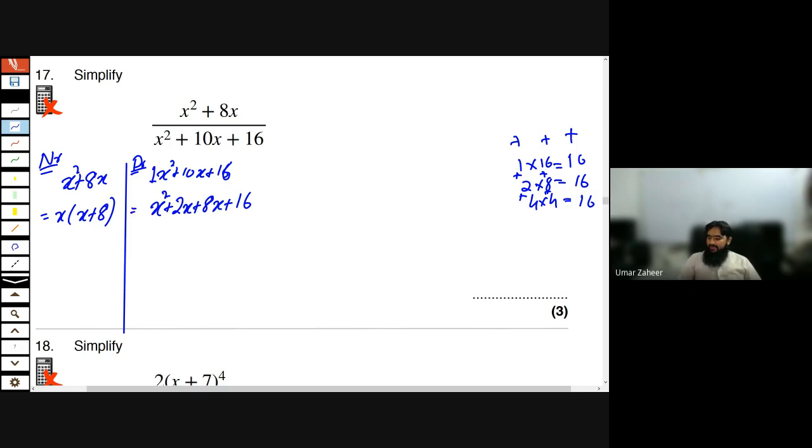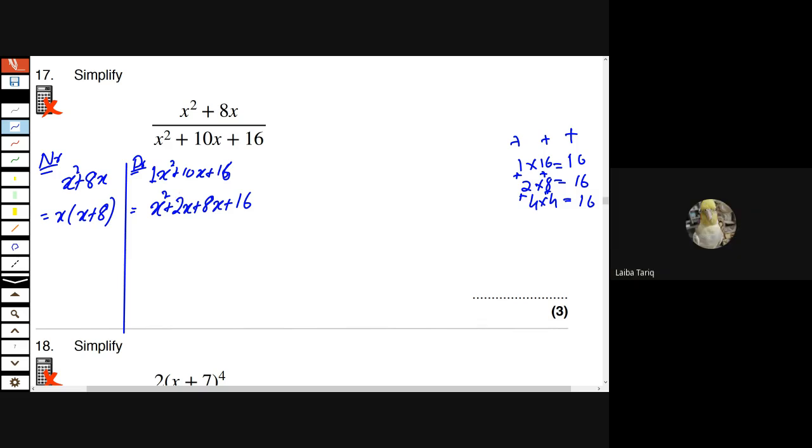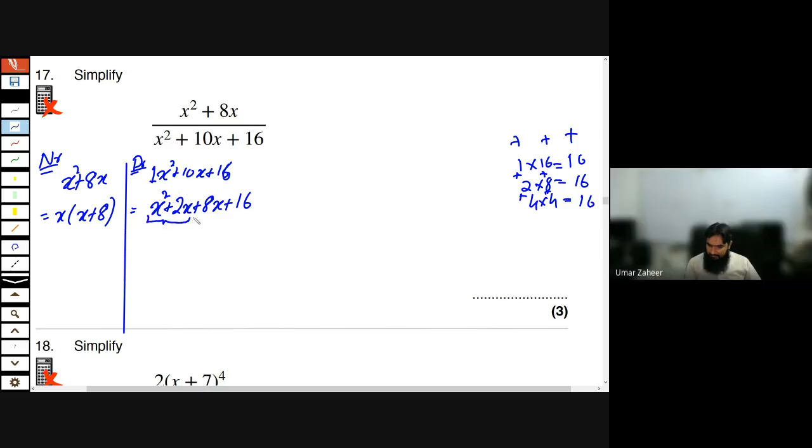How can we take a common in 4 terms? How can we factorize it? Take the common for the first 2 terms and then the last 2 terms, by grouping. In the first 2 terms you have x common, you will get x plus 2 inside the bracket. In the next 2 you have 8 common, you will get x plus 2 inside the bracket. Now x plus 2 is common, you will get x plus 8. Got it?